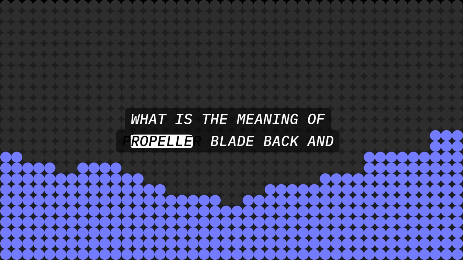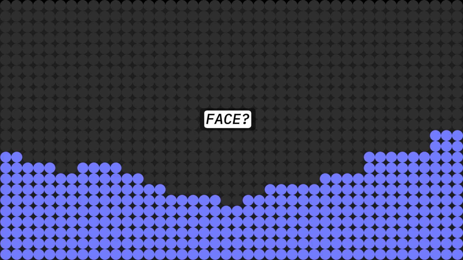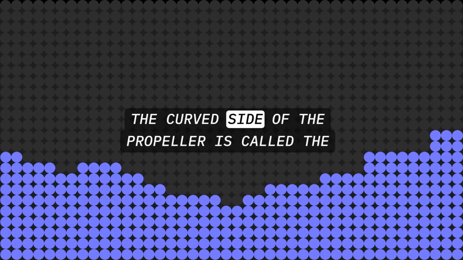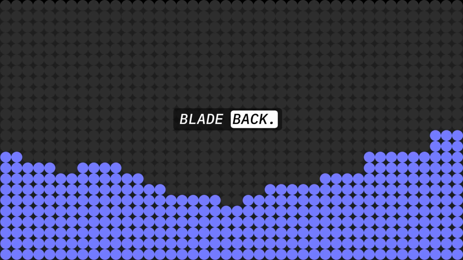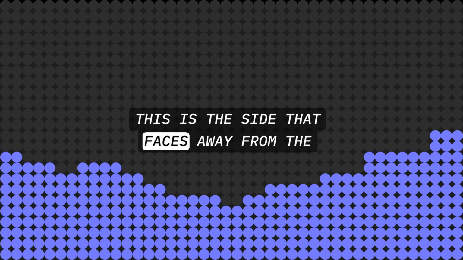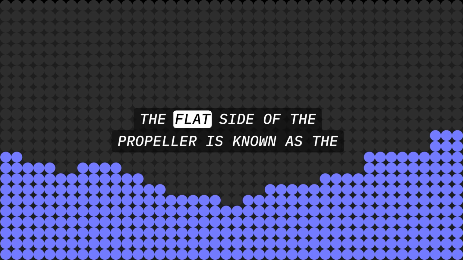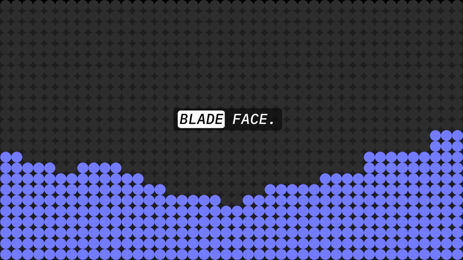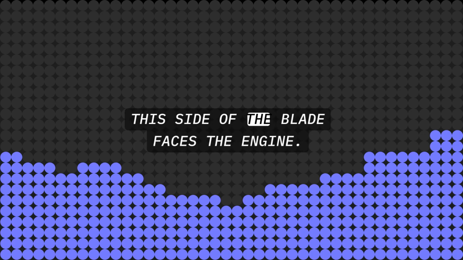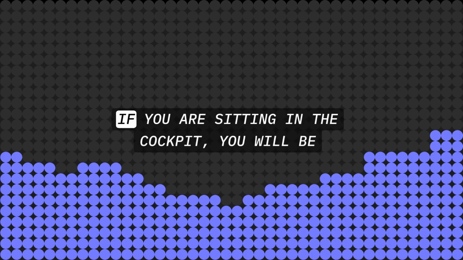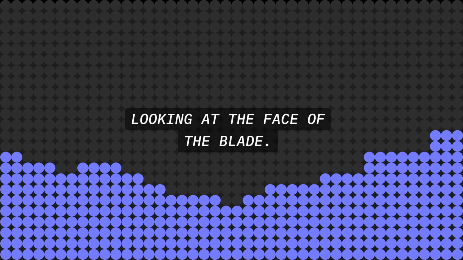What is the meaning of propeller blade back and face? The curved side of the propeller is called the blade back. This is the side that faces away from the engine. The flat side of the propeller is known as the blade face. This side of the blade faces the engine. If you're sitting in the cockpit, you will be looking at the face of the blade.